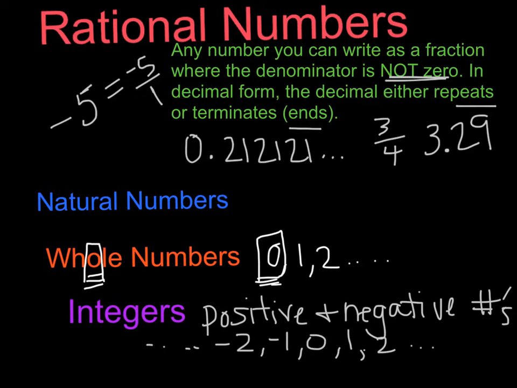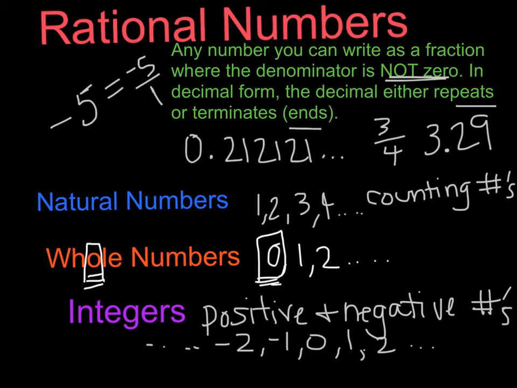And then natural numbers. If you think of natural numbers, how do you naturally start counting? Well, you naturally start counting by 1, 2, 3, 4, and so on. So the definition there is counting numbers. Okay, so think about your hand. And that's a terribly drawn hand, but that's what you think of when you hear natural numbers.